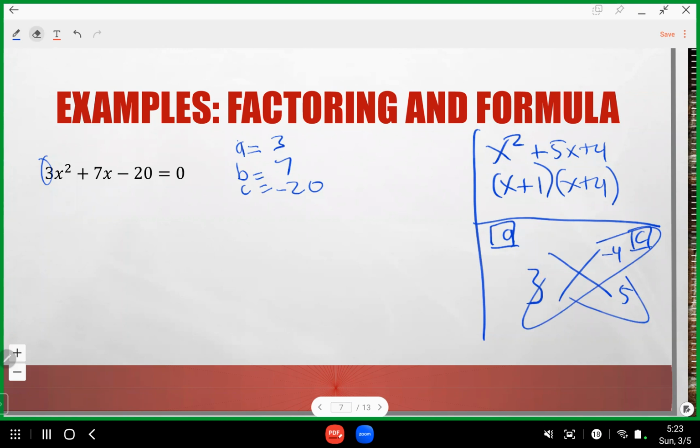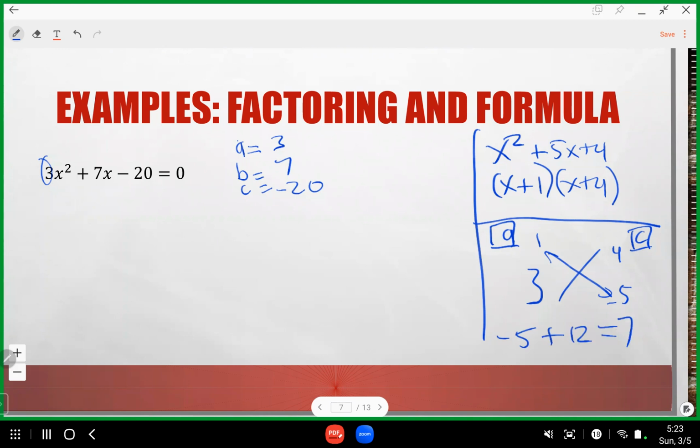But it doesn't work right now. So if you have 1 and 3 and negative 4 and 5, as you can see, if you cross these like this, 1 times 5 plus negative 4 times 3, we can see that it's actually negative 7. So it doesn't work. It doesn't add up to b. But we can switch it around a little bit and move the negative to the 5. So now we have 4 and negative 5. And as you can see here, if you cross them, negative 5 plus 12 is going to be equal to b, equal to 7.